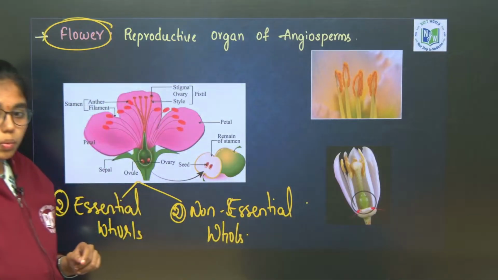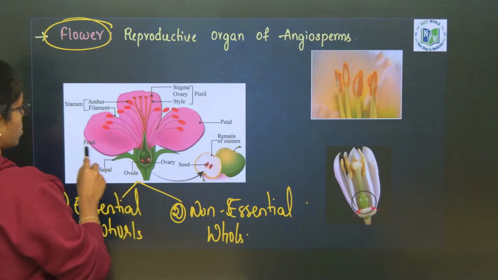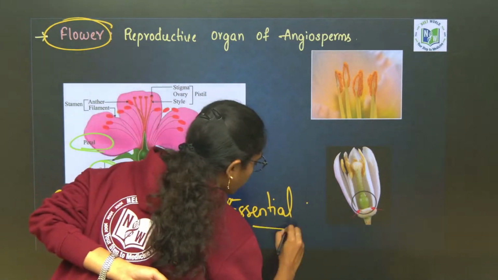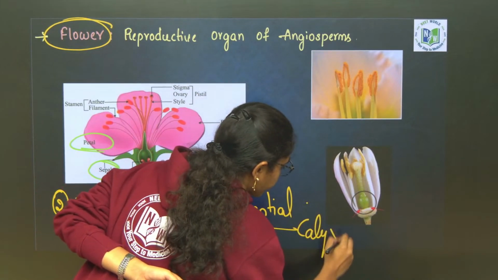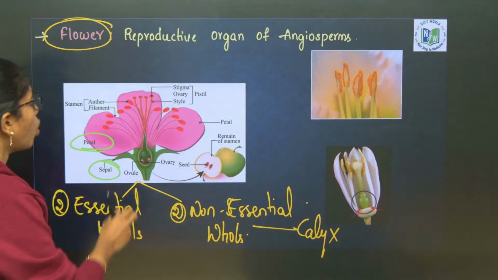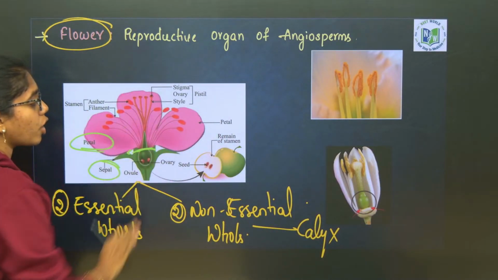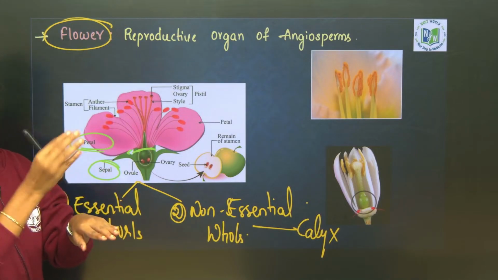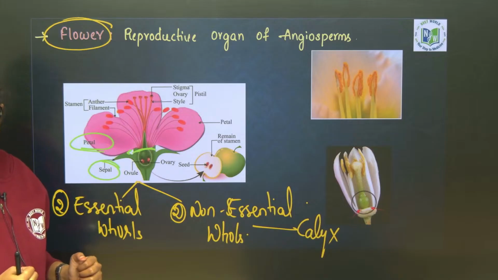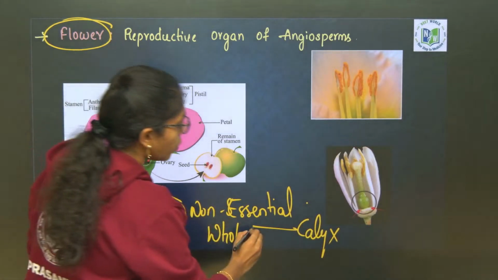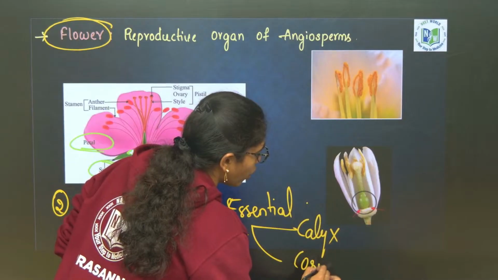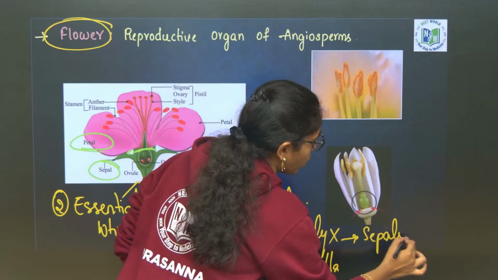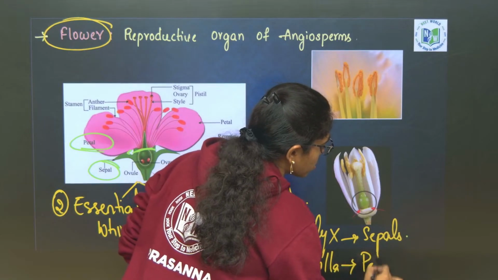Two non-essential whorls include sepals and petals. Over the thalamus, all the essential and non-essential whorls were placed. Thalamus is the base, beta, over which they were placed. So here non-essential whorls include calyx and corolla. Calyx has sepals. Corolla has what? Petals.